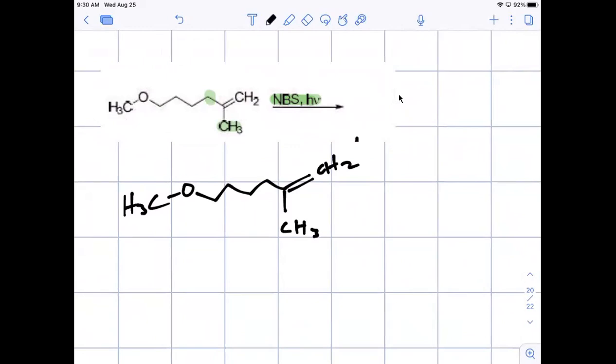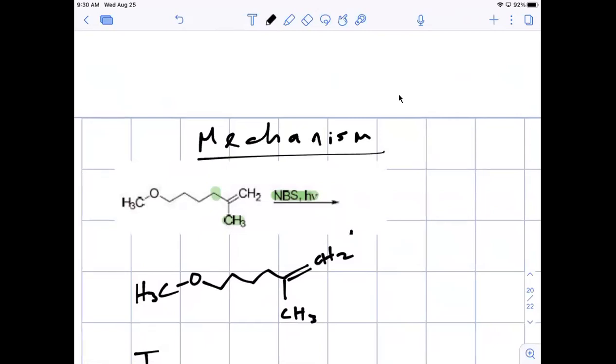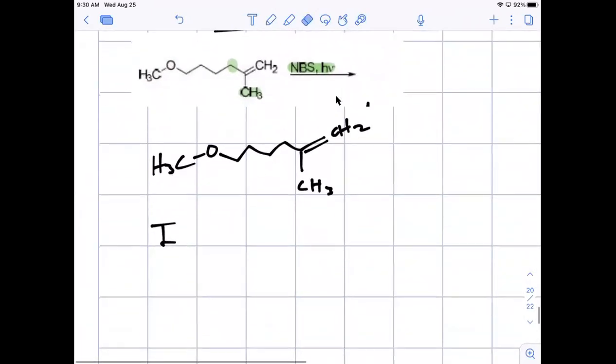All right, I'm just going to leave that. So the first step is going to be, let me write that up here. This is my mechanism. And again, it is a radical mechanism. So it's going to be initiation, followed by propagation, followed by termination.